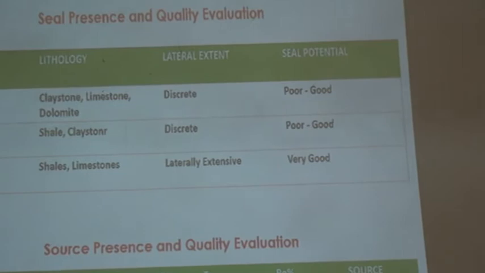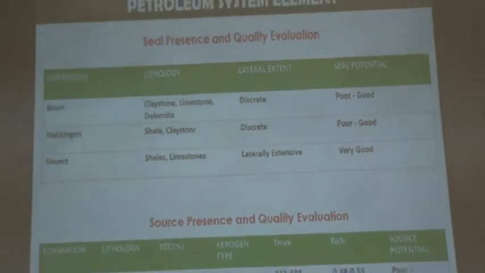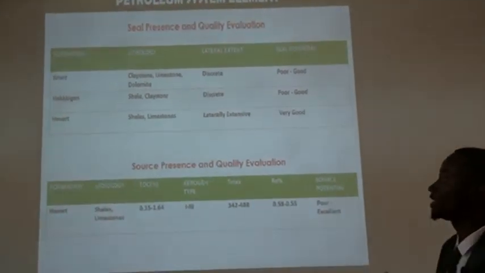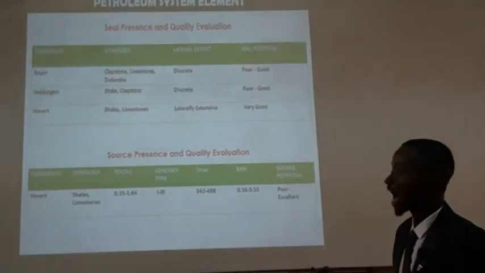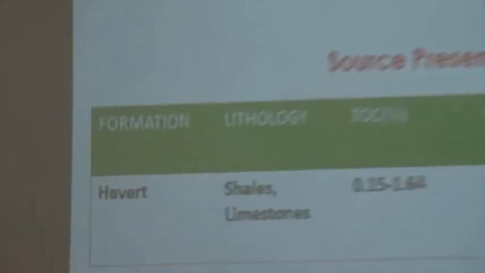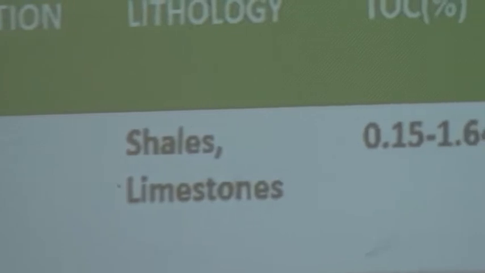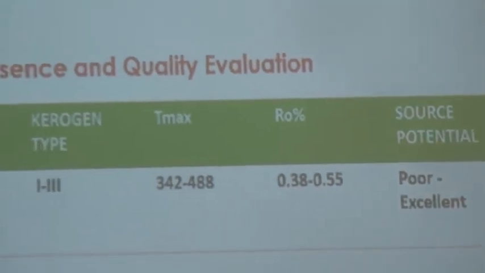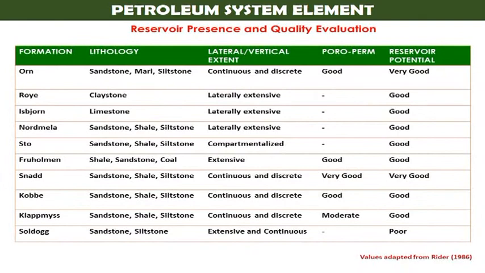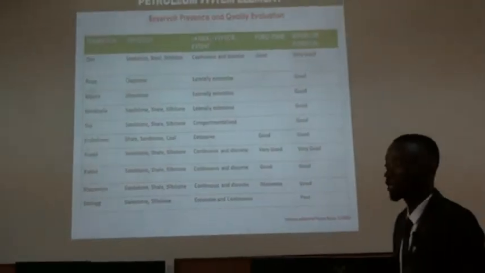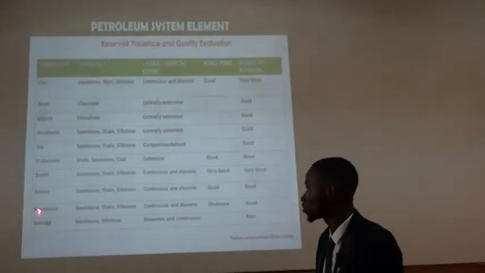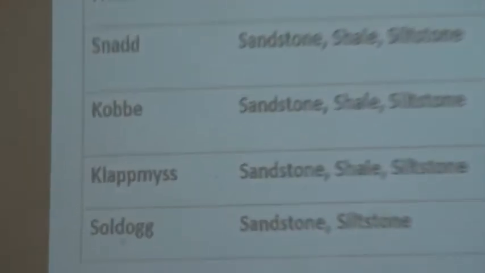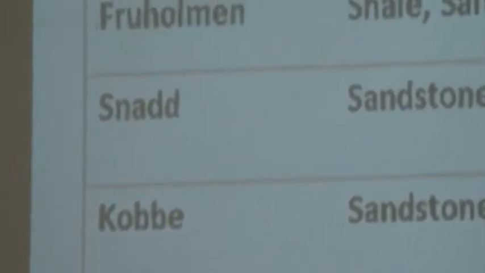Also, for the course of this work, one major hydrocarbon source was picked out, which is the early to mid-Triassic Harvest formation made up of shales and limestones, like I said earlier. And from a look at the organic content, the kerogen type, the Tmax, and the Ro, the source potential was evaluated as generally poor to excellent. Here is an outline of different reservoir formations. Here, in no particular order, we have the Soul Dog all the way up to the On. Bear in mind that the On is the major reservoir formation.